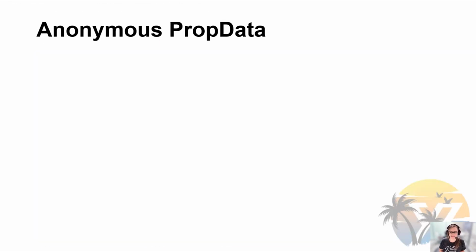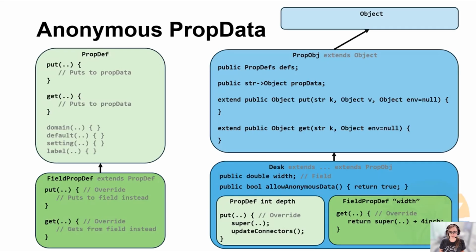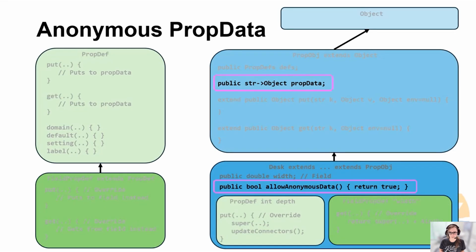Now we will talk a bit about anonymous prop data. We're going to go a bit into this field right here. So prop data is simply a plain key value map. You can really just put anything there. This field's on PropObj, and by default, allow anonymous data is false. In my example image here, it's overridden to return true, but by default, it does return false. If you override it to return true, then any put or get call that you make on that prop object will simply put and get info from this map right here.